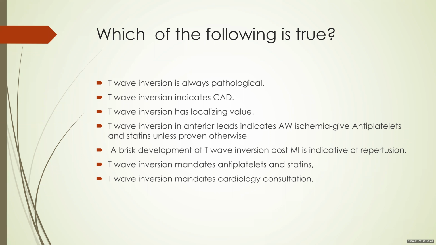T inversions are always pathological. T inversions indicate CAD, that is coronary artery disease. T wave inversions have localizing value. By this I mean that if you have T inversions in 2, 3, AVF, you can say this is an inferior ischemia, or T inversions in the anterior leads, you say it's an anterior ischemia.